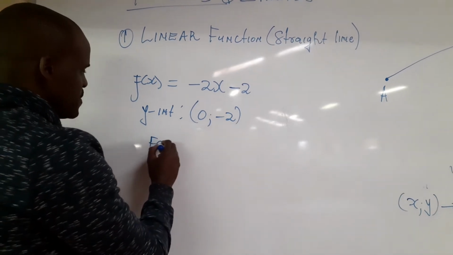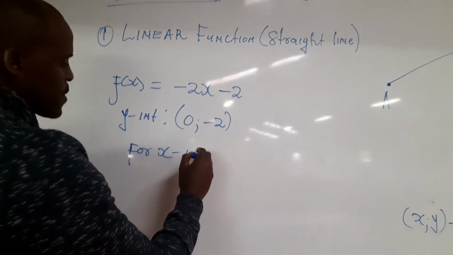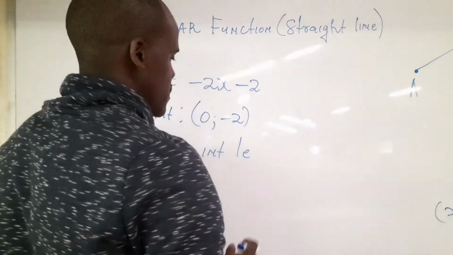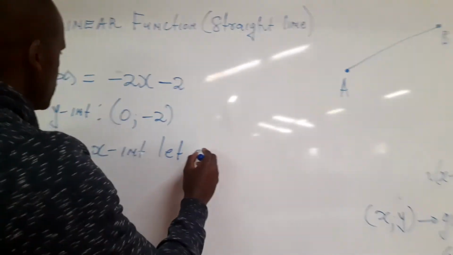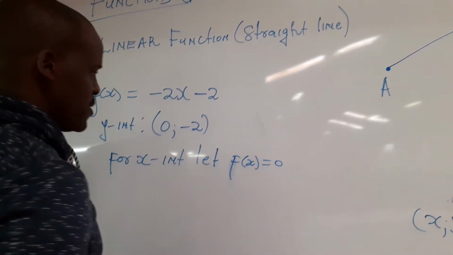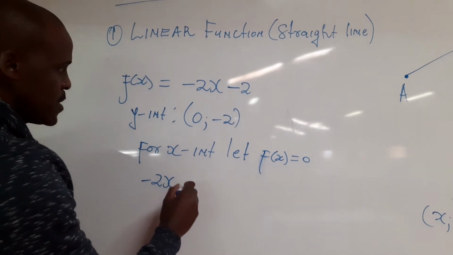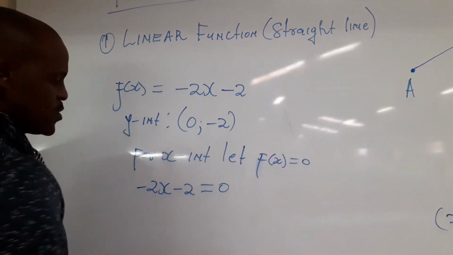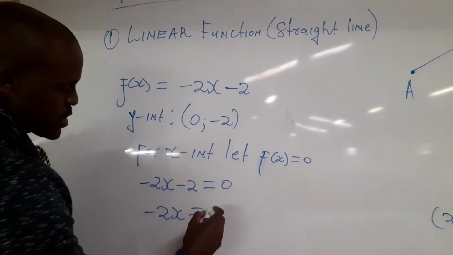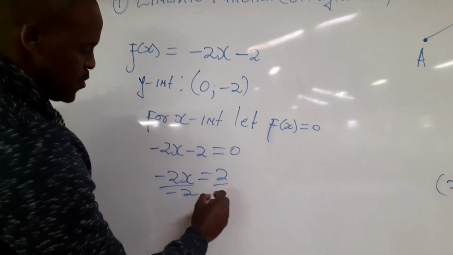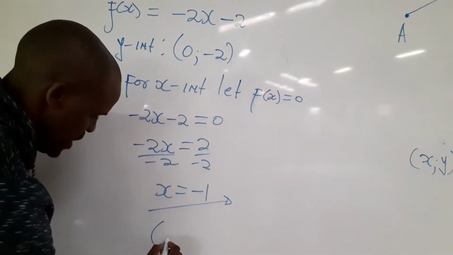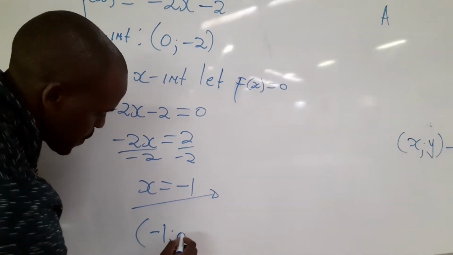And then for the x-intercept, we let y be 0. It's f(x) to be 0. Therefore, negative 2x minus 2 will be equal to 0. And then we transpose negative 2. It will be minus 2x equals 2. We divide by negative 2 on both sides. Therefore, our x will be equal to negative 1, which means the x-intercept will be (-1, 0).